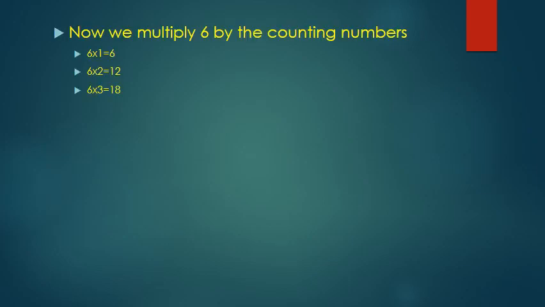Now, let's take number 6. We multiply 6 by the counting numbers starting from 1. So, 6 multiplied by 1 is equal to 6. 6 multiplied by 2 is equal to 12. 6 multiplied by 3 is equal to 18, and so on. So, the multiples of 6 are 6, 12, 18, 24, etc.